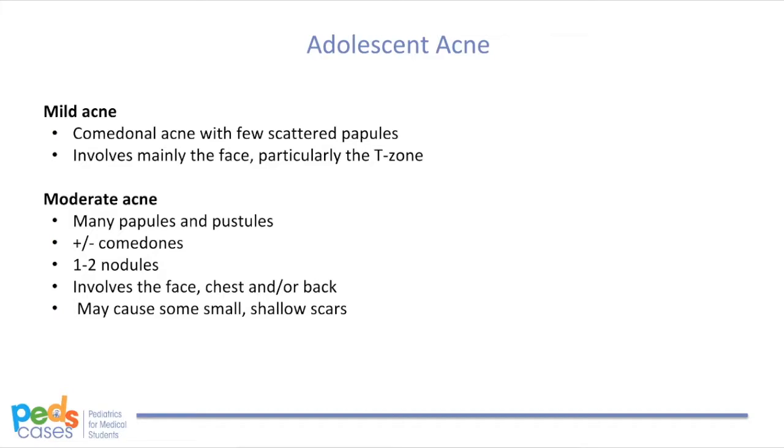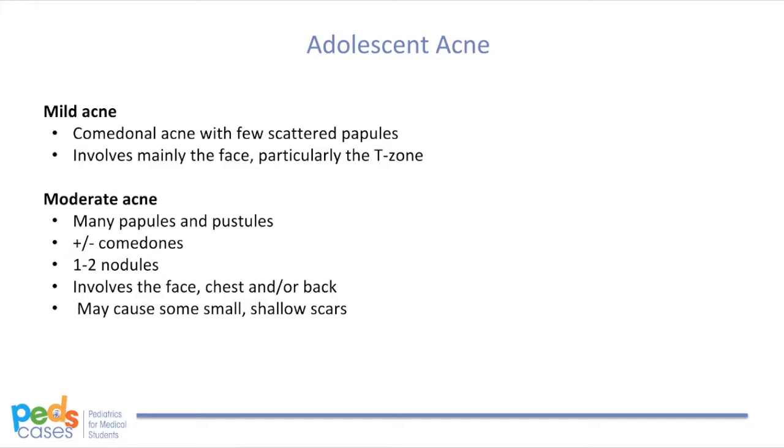Now that we have talked about the types of lesions, we can classify acne into 3 different categories of severity: mild, moderate, and severe. You may see different classifications in the literature, but I have chosen to describe one from Pediatrics in Review. Mild acne is described as comedonal acne with a few scattered papules, usually involving the face, particularly the T-zone, which includes, again, the forehead, the nose, and the chin.